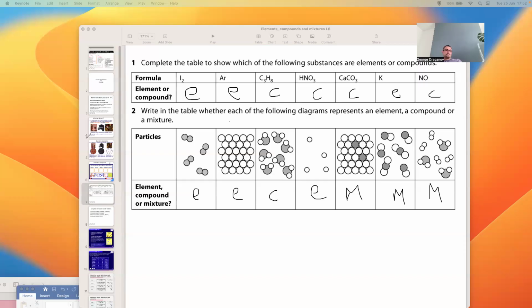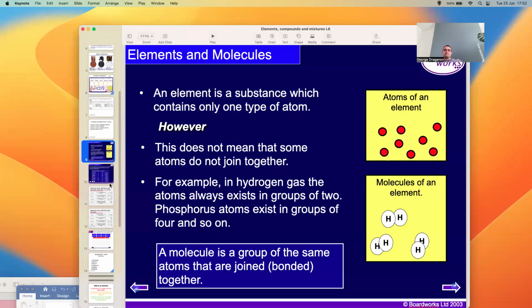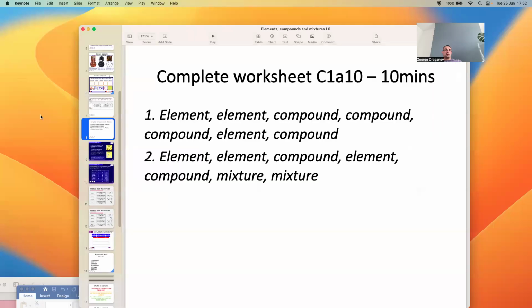Okay, so to recap about atoms, ions, and molecules now. A molecule is a group of atoms that are joined together. So you can have a molecule of an element, such as H2, which is hydrogen, or you can have a molecule of a compound. Let me give you an example here. CO2 would be a compound, but it's a molecule because it's more than one atom chemically bonded.